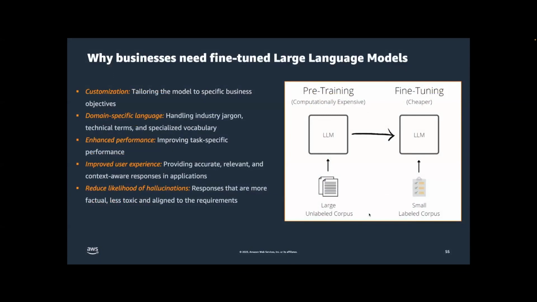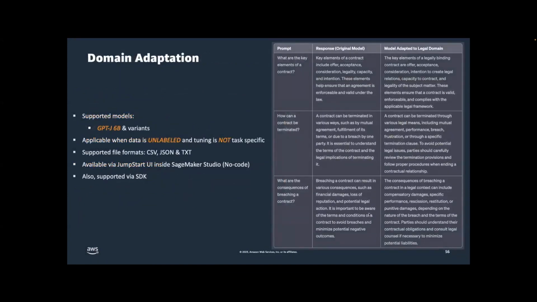So one important topic to mention: why do businesses need to fine-tune a large language model, right? For example, we may need to adapt for a specific business need, as I just mentioned, and we have a large labeled corpus, and we need, for example, to adapt that model for additional context. Here is one example, right? Using the GPT-J 6B and some other varieties.